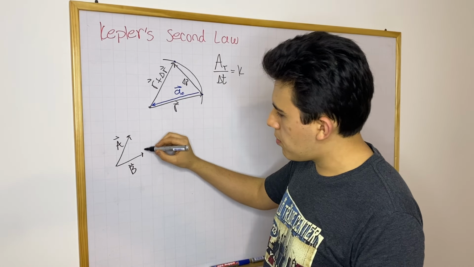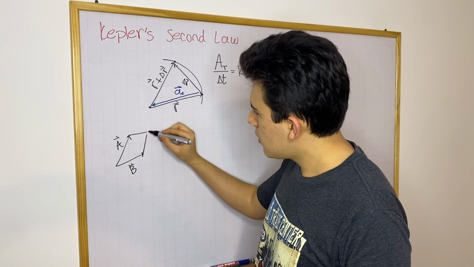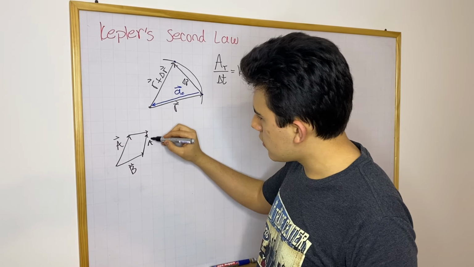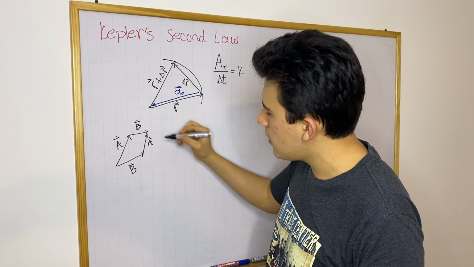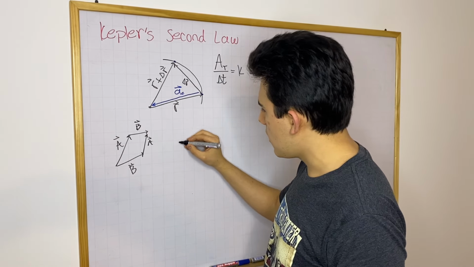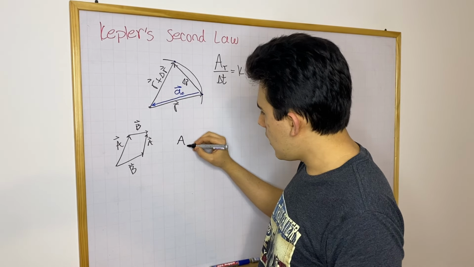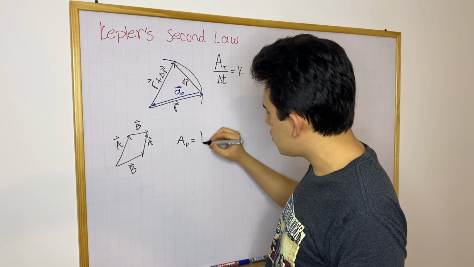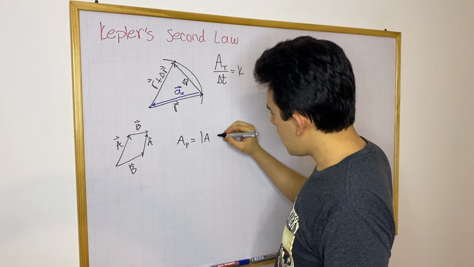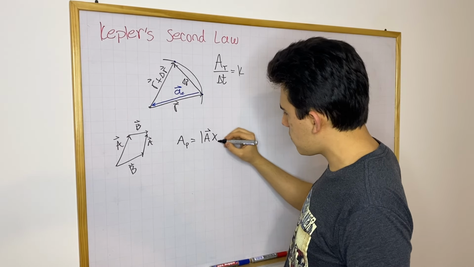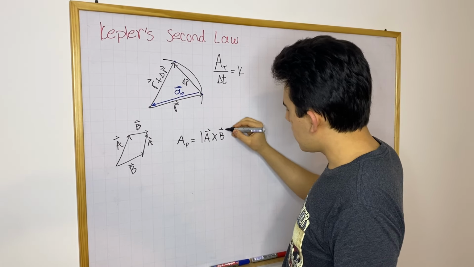Well, you can draw a parallelogram off of this. And you're going to have the same vector. This is also going to be A, and this is also going to be B. The area of this parallelogram will be equal to the magnitude of the cross product between A and B, okay?